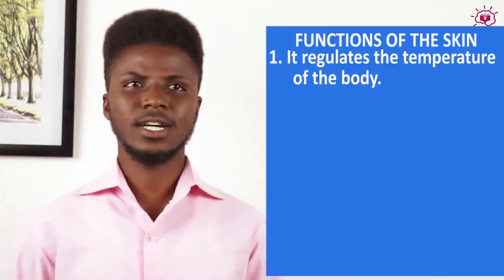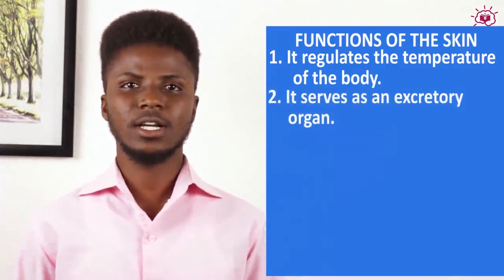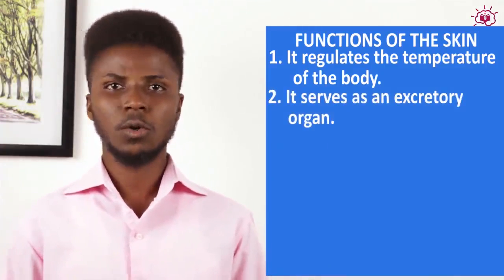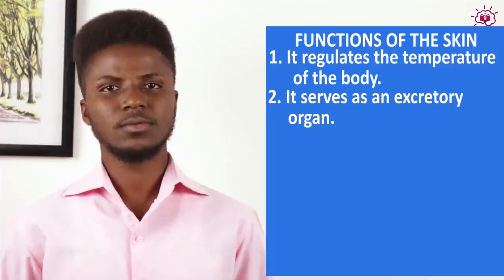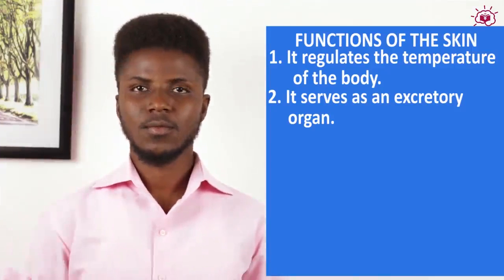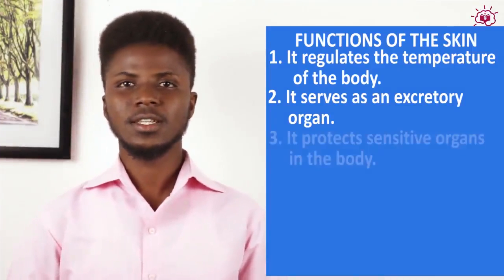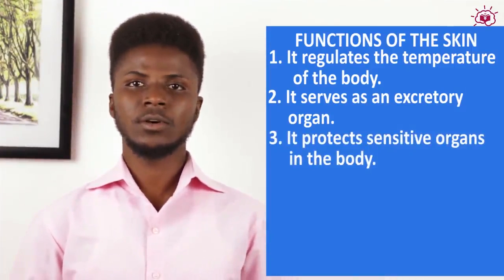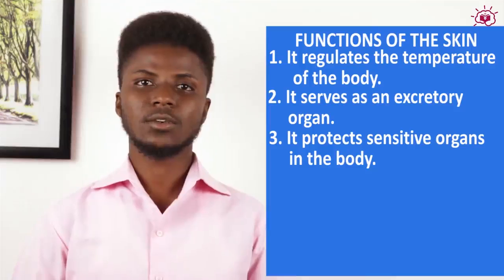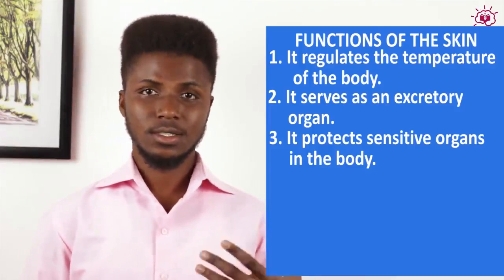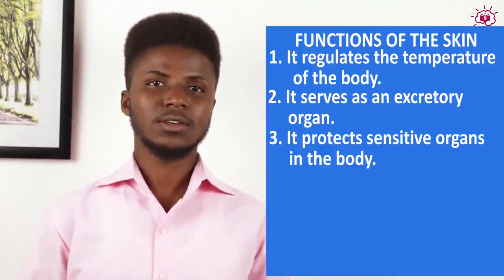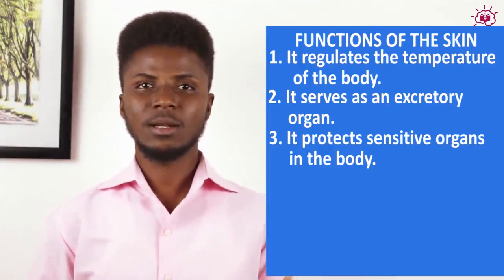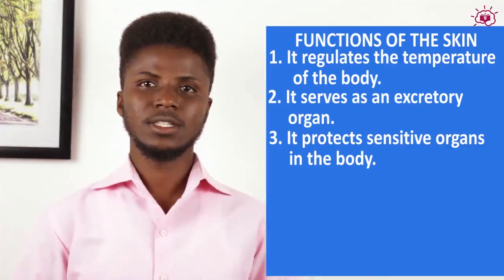Another function of the skin is that it serves as an excretory organ through which the body can excrete salts, water, and oils. Another function of the skin is that it protects sensitive organs in the body. For example, the skin covers the kidney, the liver, the heart, and so many other sensitive organs in the body, preventing them from external damage.